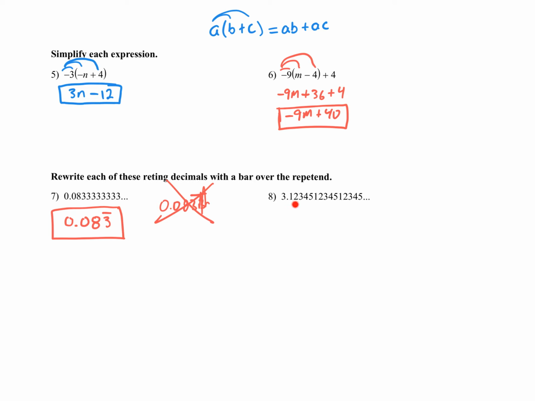Okay. Now, as I look to number 8, I need to look at what's repeating. So I'm noticing it goes 1, 2, 3, 4, 5. 1, 2, 3, 4, 5. 1, 2, 3, 4. So it looks like it's going 1, 2, 3, 4, 5. So then I'm going to write it like this.